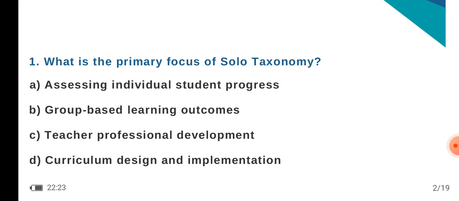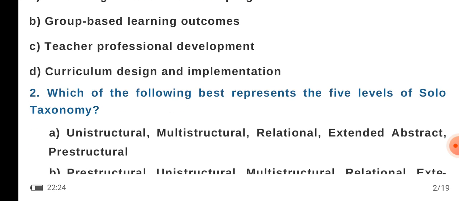The correct answer is letter A, assessing individual student progress. Explanation: the primary focus of SOLO Taxonomy is to assess individual students' progress by categorizing the levels of understanding and learning outcomes. Let's proceed to number 2.